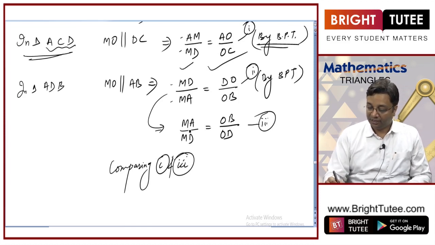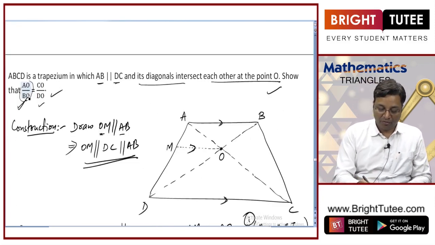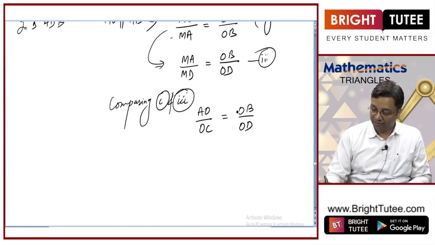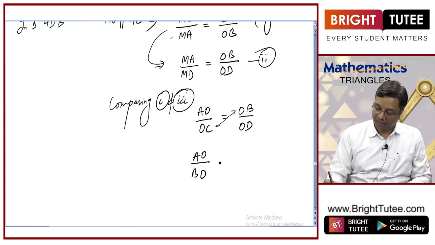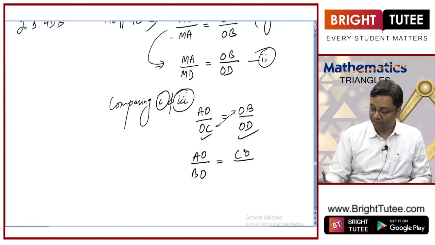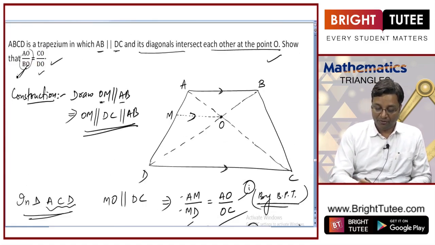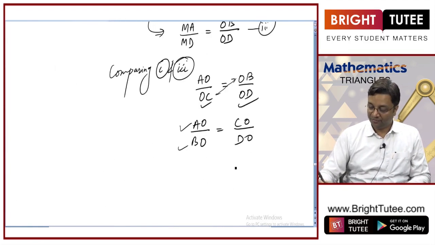Okay, so left hand side is already equal, so AO by OC will be equal to OB by OD. Now what is the result that we are looking for? AO by BO. So we can bring this here, right. So AO by BO is equal to, so this will go in the numerator on the right hand side, CO by, we can write this as DO. I have written it in symmetrical fashion, AO, BO, CO and DO. So AO by BO is equal to CO by DO, hence proved.